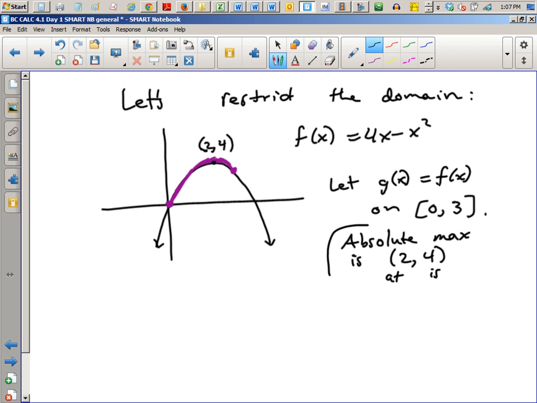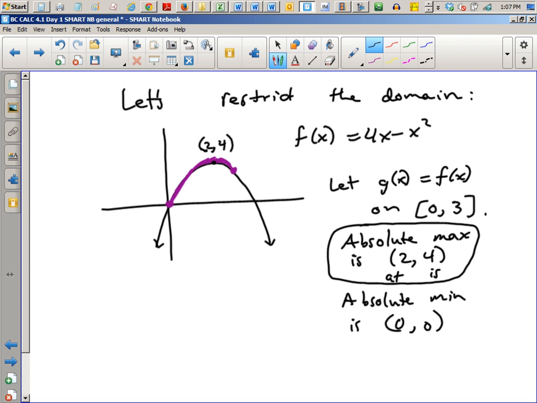But now there is an absolute min, isn't there? What is the absolute min? Yeah, there is a lowest point now because I've defined it to be just discussing the purple section only. So we can now say the absolute min is 0, 0. It is at 0 and the minimum value is 0. Okay? That's what happens when you restrict the domain. So that's the purple problem.